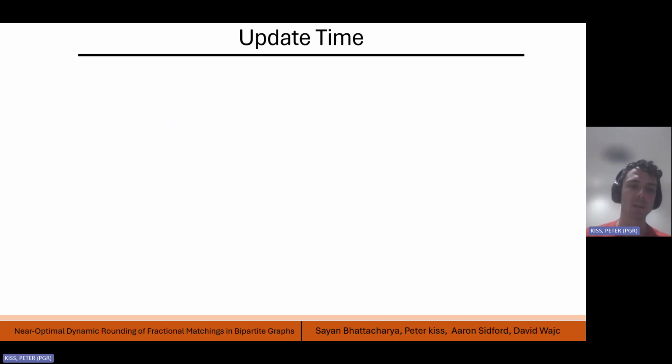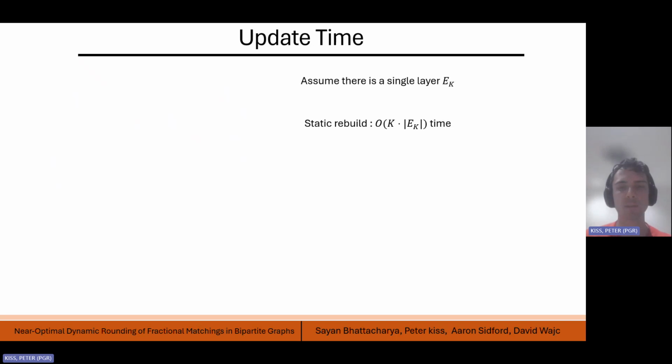What update time will this give us? Well, let's just for the sake of simplicity assume that there's a single layer E_k. Building this whole structure will take us time roughly k times the size of E_k. And we will rebuild every time the size of E_k times epsilon over k updates happen. So the update time will be roughly k squared over epsilon. So now we have to talk about what k is here.